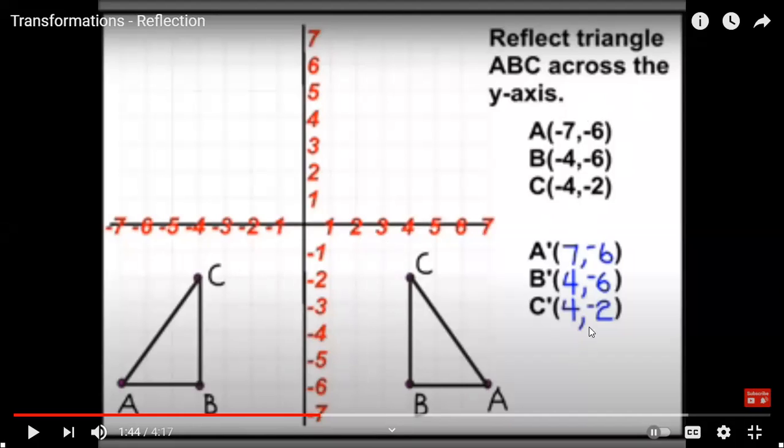Look at x. It was negative 7, becomes what? 7. And y is still the same, negative 6. It was negative 4, becomes 4. And what about y? Negative 6, they stay the same, and negative 2. So do you notice anything here? What happened? Because the reflection through the y-axis, the x changes, but the y stays the same. Exactly. The y is still the same, but the x changes, right?